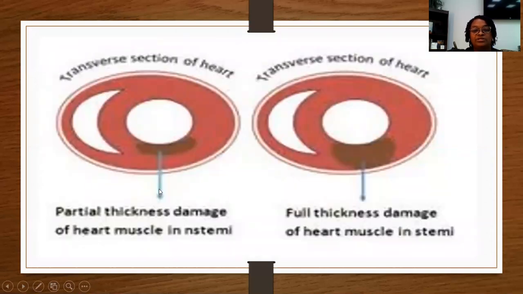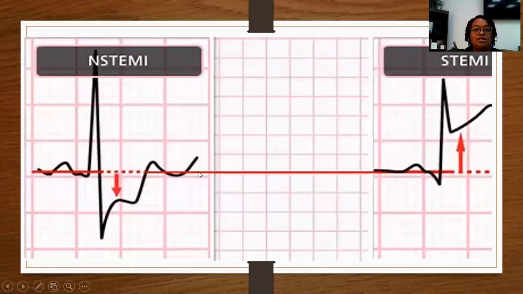Okay, so here's an illustration of your STEMI versus your non-STEMI, and it's just showing you the area where we see a patient that has a non-STEMI. There's that area of tissue death right here, but you still have some viable tissue left. Whereas with your STEMI, it destroys the entire wall of that area. Okay. Here's an illustration of an EKG strip showing your non-STEMI and your STEMI. Here's your ST depression with your non-STEMI and your ST elevation with the STEMI.